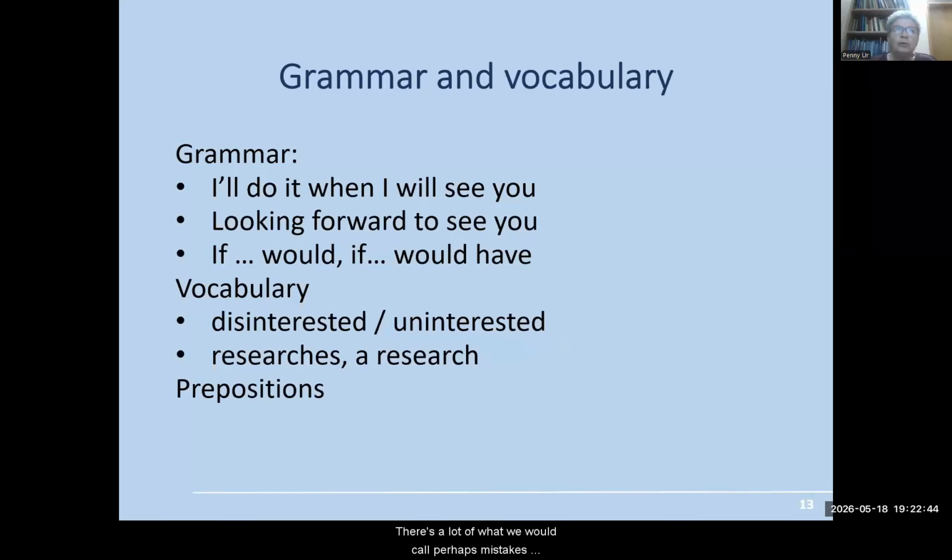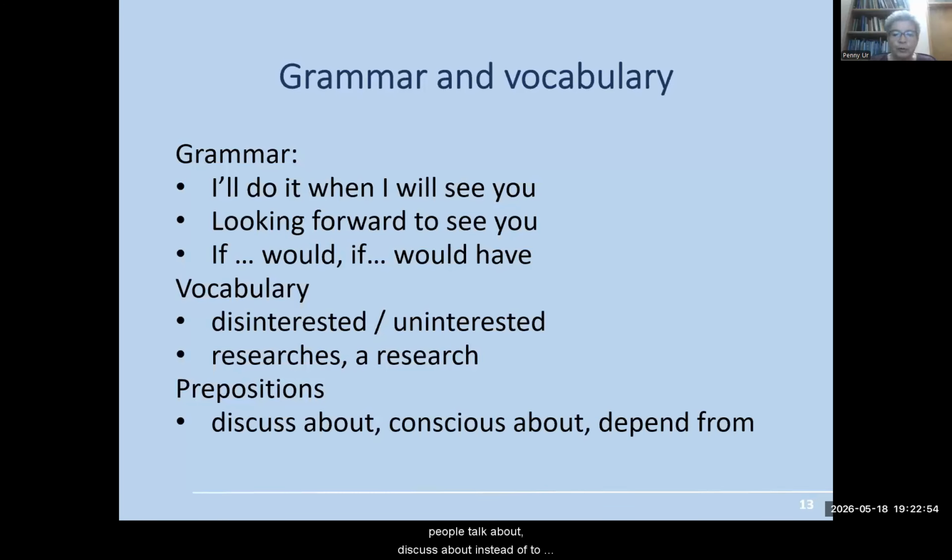There's a lot of what we would call perhaps mistakes with prepositions because of the influence of other languages. So, for example, people talk about discuss about instead of to discuss something, or conscious about instead of conscious of, or depend from instead of depend of. You find these all over the place because that's how many other languages apparently express them. But bottom line, what are we going to do about all this?